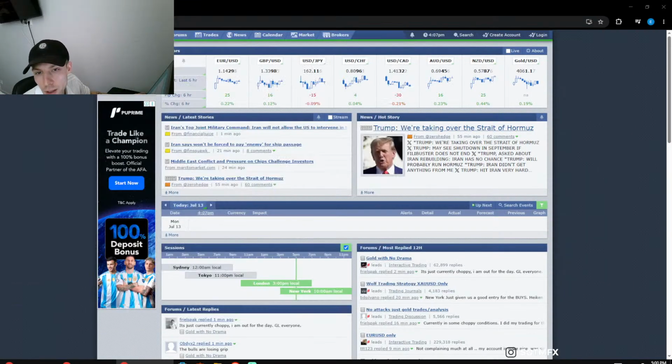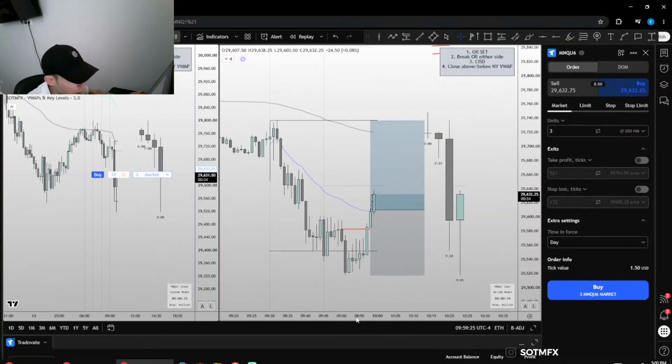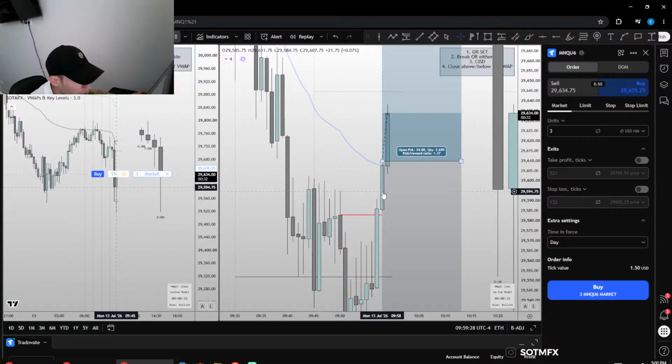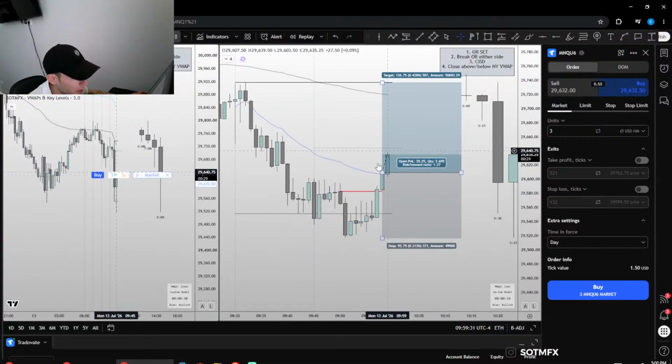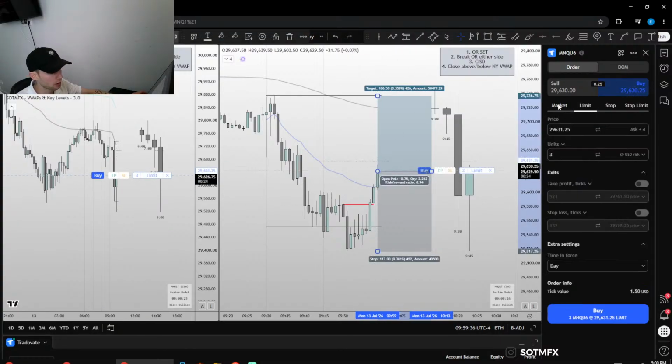All right, I need to connect my, so obviously that's my prop account, right? All right, so now price did not close with this candle. Price did not close above the New York. So if price does close with the current candle, which is that one, right? I will take the trade with the current candle.